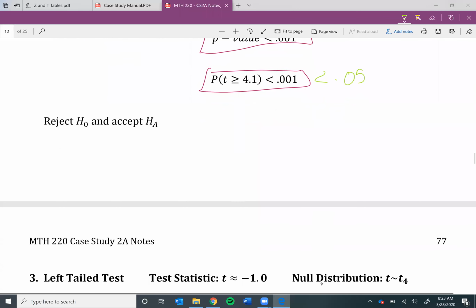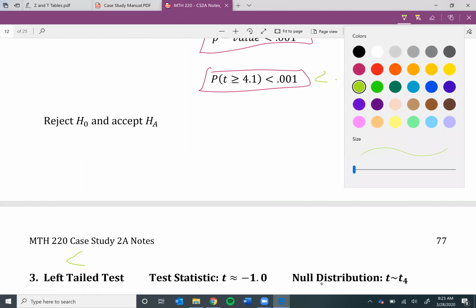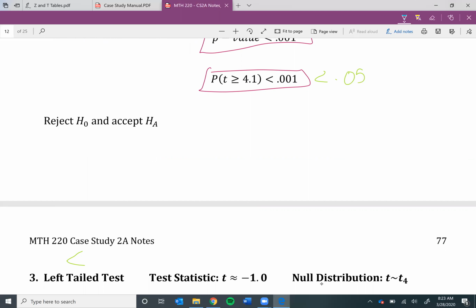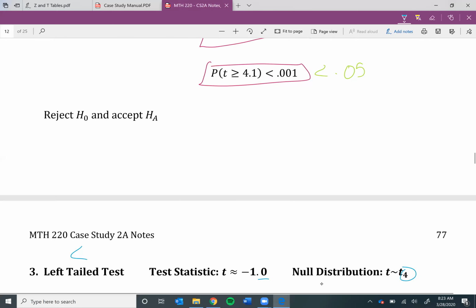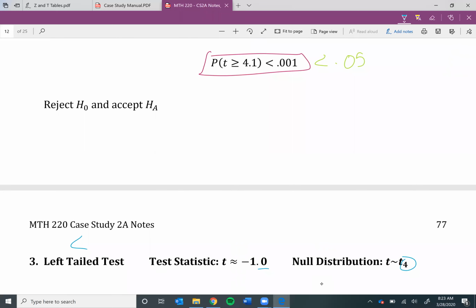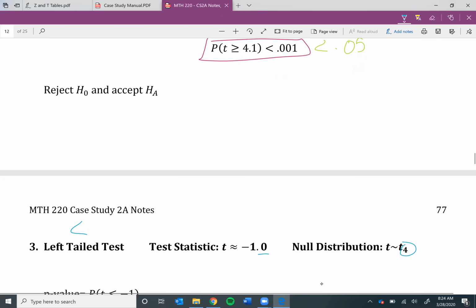All right. So next problem. Now we have a left-tailed test statistic, okay? I'm sorry, I keep saying that, left-tailed hypothesis. Our hypothesis is left-tailed. So when we go build our p-value statement, we're going to use a less than or equal sign. Our test statistic is -1, and our distribution is T4. Okay, so how are we going to write that probability statement? It's going to be the probability that T is less than or equal to -1.